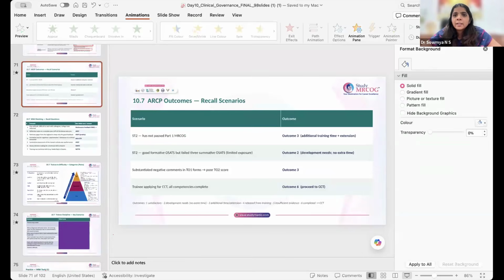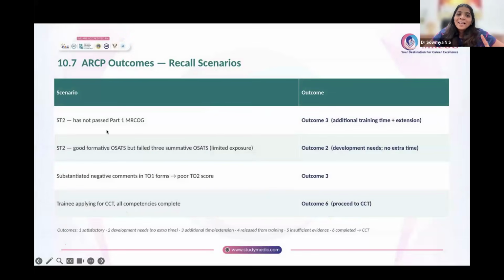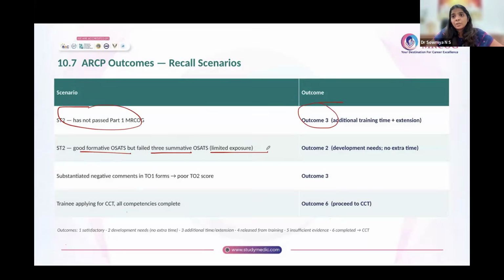Okay, just to summarize that: ST2 has not passed part 1 MRCOG. Remember, they have to have an extension. There is a deficiency academically and they need an extension, so outcome 3. ST2 not passed exams, so outcome 3. Now, ST2 with good formative OSATs but failed 3 summative OSATs because of limited exposure.